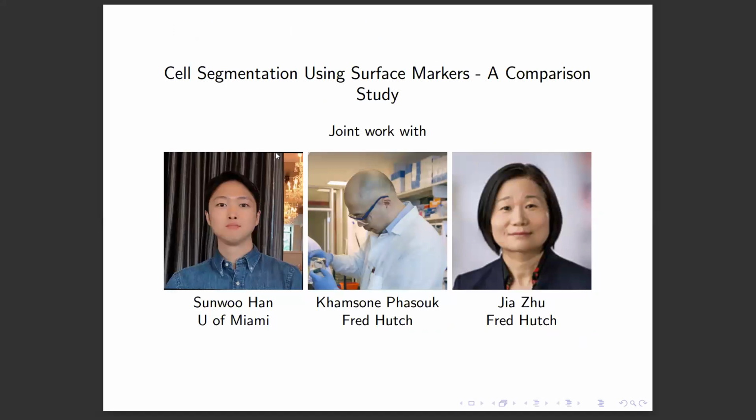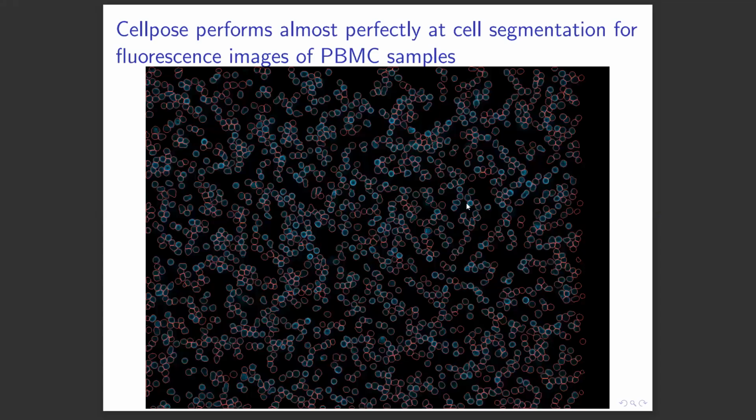So the second topic, the data is image data, and this is joint work with Sang Wu, who is now at the University of Miami, and with Dr. Jia, an immunologist. Kay is a technician in her lab. What cell segmentation is supposed to do is, given a picture like this, a fluorescence image of PBMC samples, segment out where the cells are.